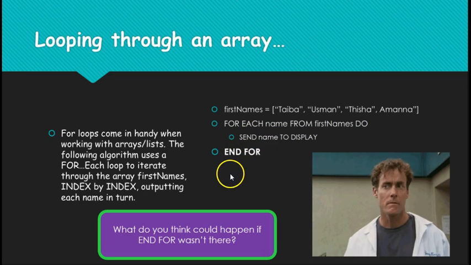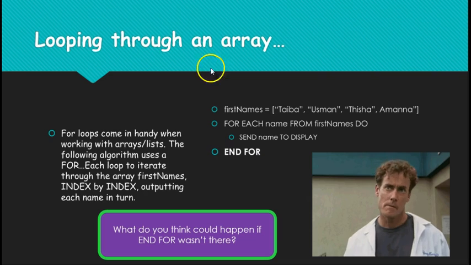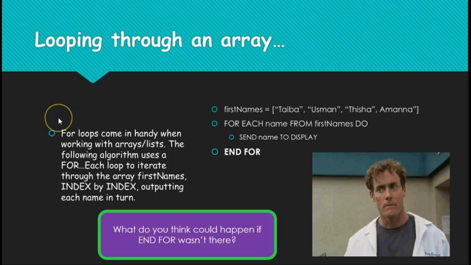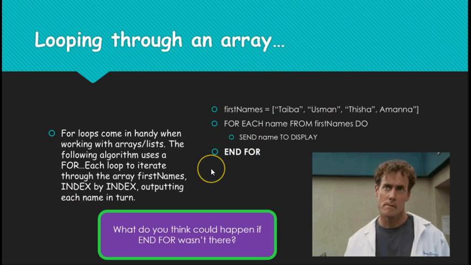We have the end for loop because we need to end the for loop in pseudocode. So in pseudocode we need to have the end for loop. For loops do come in handy when working with arrays and lists. The following algorithm uses a for loop, and each loop is used to iterate through the array first names through the index. Okay, so it will go through index 0, 1, 2, 3. Just remember that your first index is actually 0, and it will output the names in turn. So this is what this program will do.